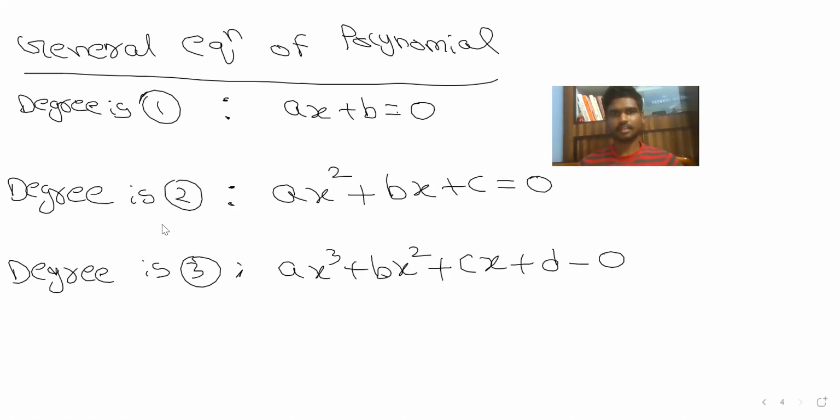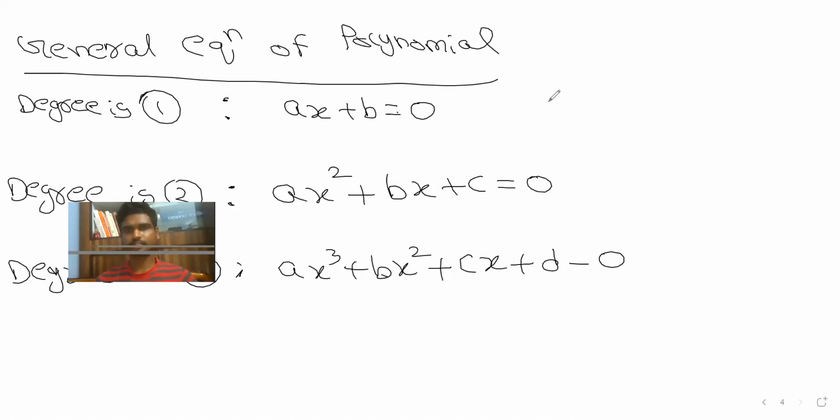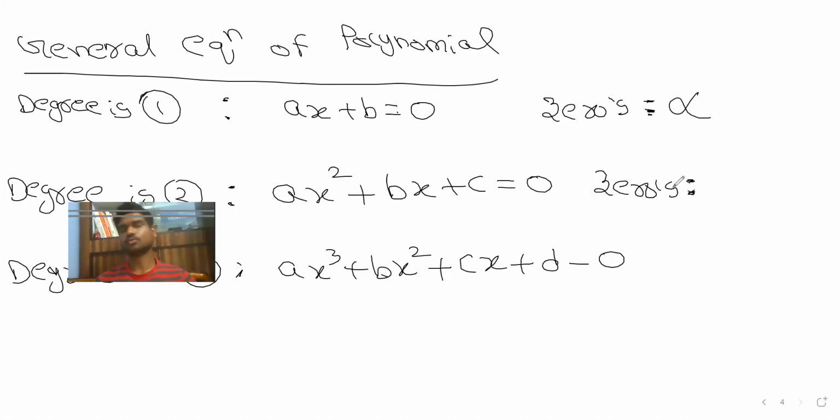Now here, how many roots or zeros do we have? For the linear one, it will be only 1 zero, right? Because its degree is 1. So the zero is alpha. Now in the quadratic, how many zeros? In general we call them roots, so here there are 2 roots: alpha and beta, right? And here how many roots are there? Alpha, beta, gamma. So 3 roots, which are the 3 zeros.